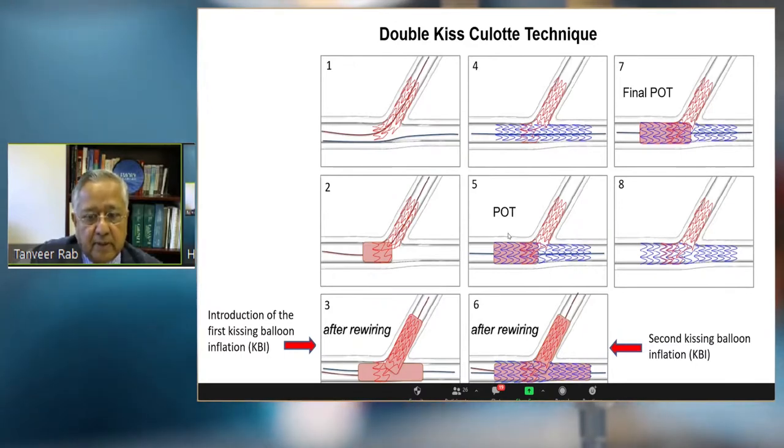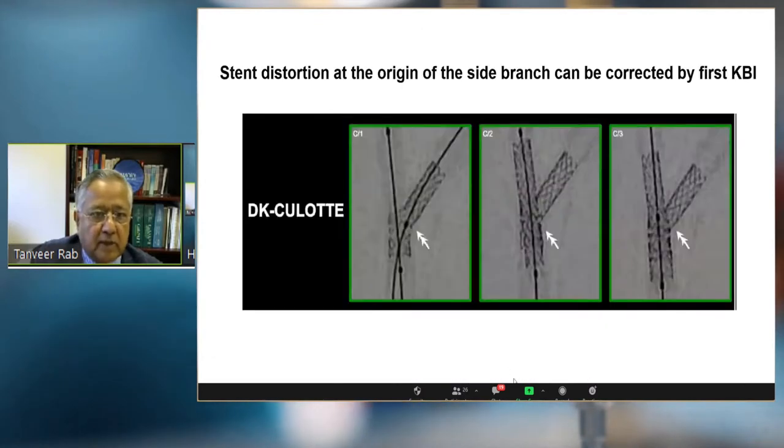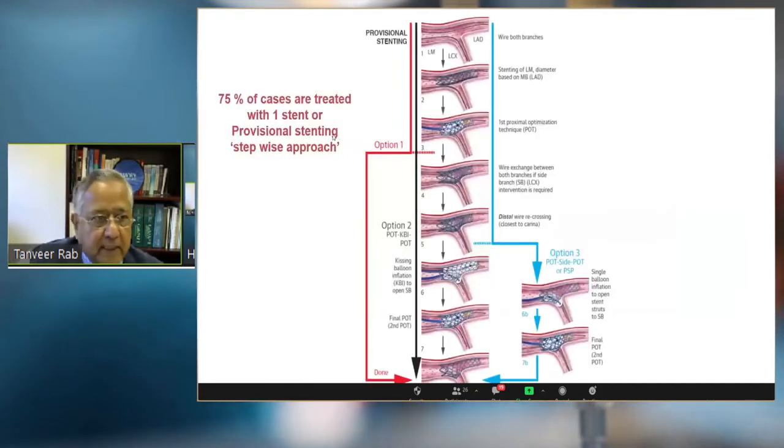You do the first part, rewire again, do the second kissing balloon inflation, your final part, and this is your result for the culotte technique. With this technique, the stent distortion at the origin of the side branch can be corrected with the first kissing balloon inflation. Let's go to the provisional cases.